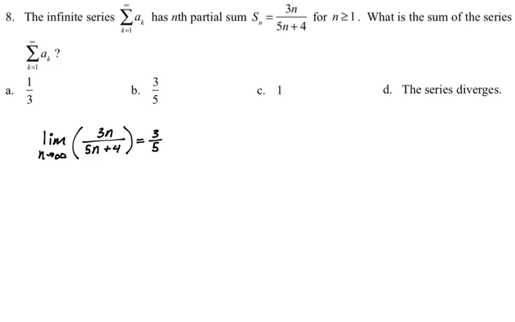You could divide through by the highest power of n in the denominator, which is n. You would get 3 over 5 plus 4 over n, and then take the limit. Either way, you're getting 3/5. So that is the answer.